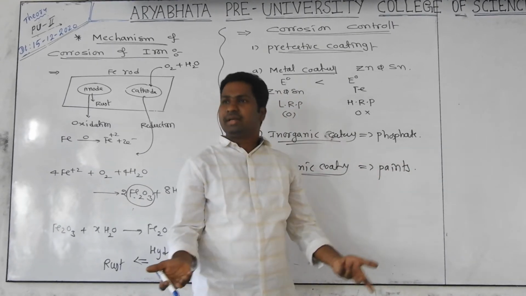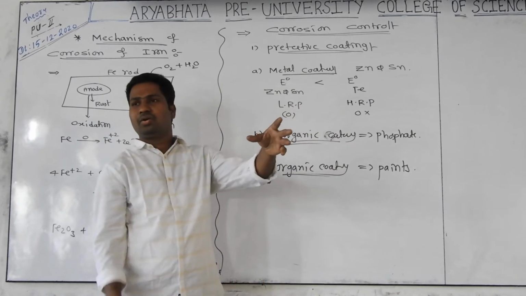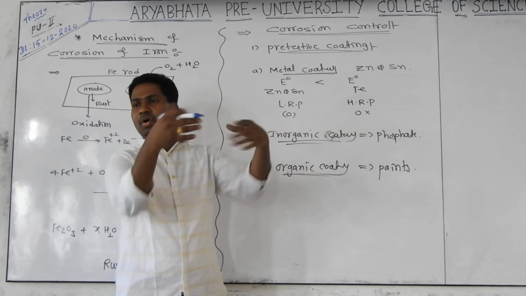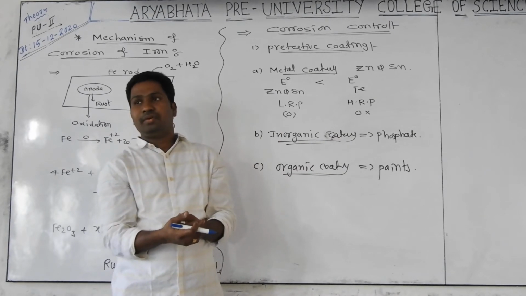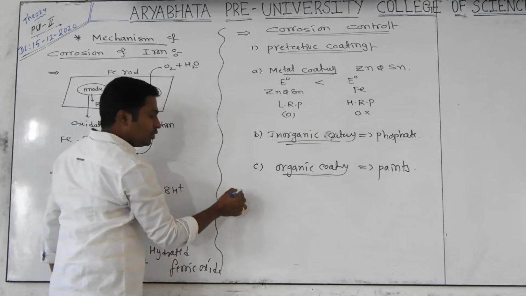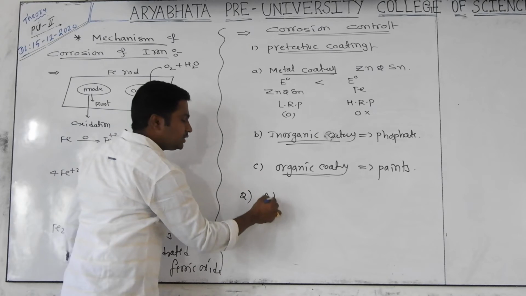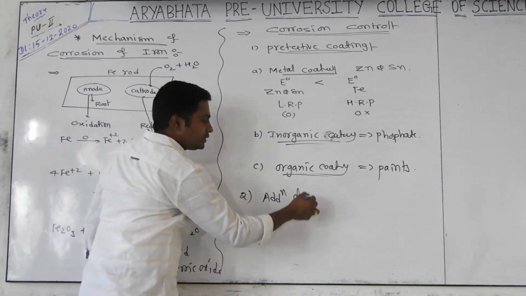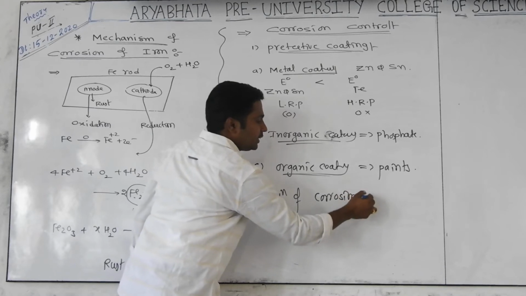These are all nothing but dyes, which means organic compounds. If you take an iron rod and do some painting on it, automatically we can control the corrosion on the metal surfaces. All of you clear? And we have one more technique to control corrosion, which is the addition of corrosion inhibitors. Corrosion inhibitors.